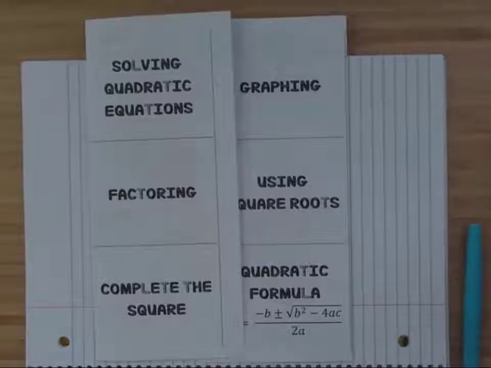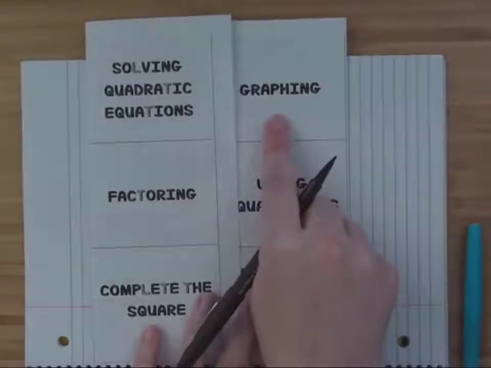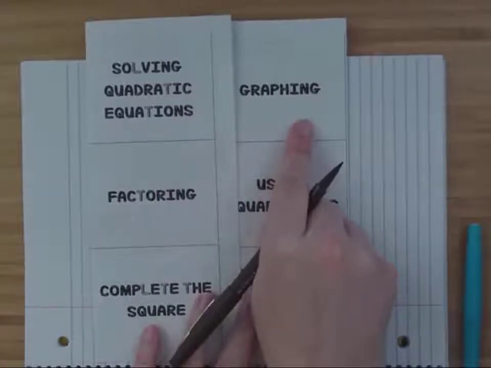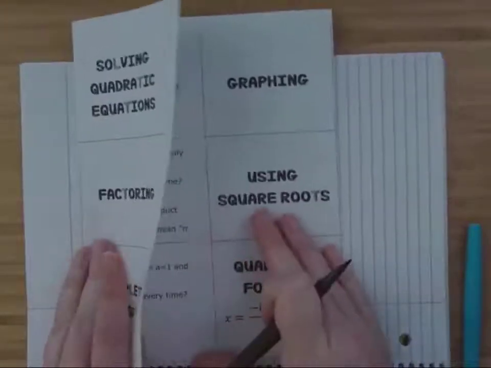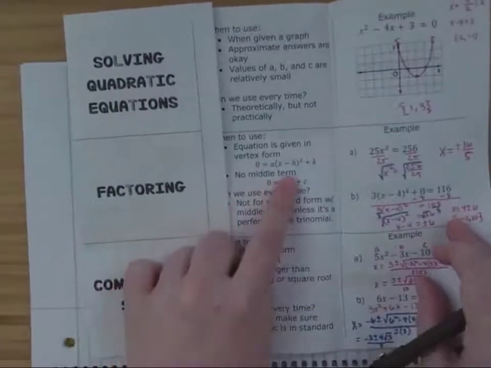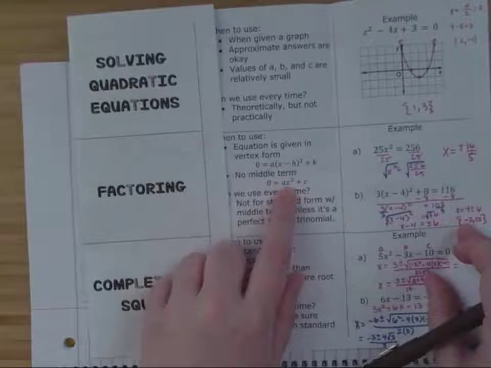This whole unit is about solving quadratic equations, and we've talked about how you can graph, but graphing only works when you can see the integers that it's going through on the x-axis, or if estimating is okay. We've talked about factoring. Factoring is really convenient when it's factorable. We've talked about using square roots. So we can use it when it's given to us in vertex form, or if we don't have a middle term. Okay?